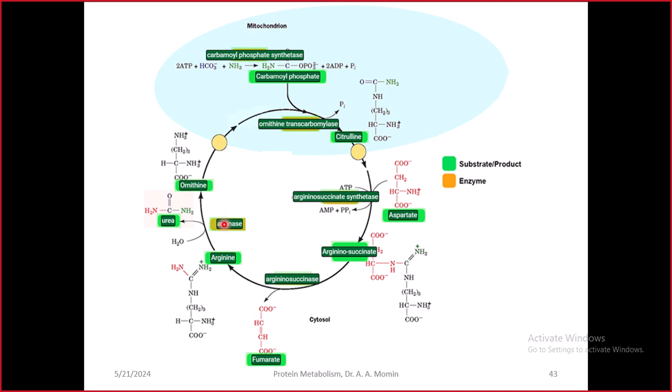Do remember this point, because it is important for the viva. Why does the urea cycle occur only in the liver? It is because the enzyme arginase, the last enzyme which catalyzes the formation of urea from arginine and regeneration of ornithine, is present only in the liver, not in any other organ.